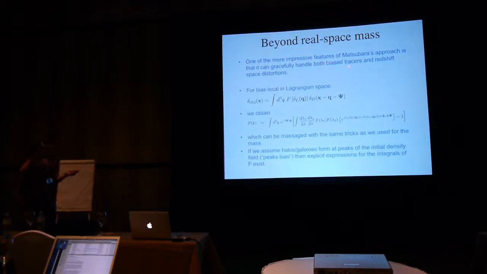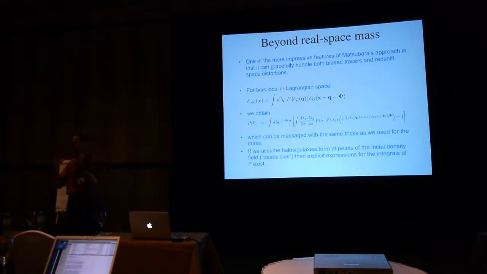The other thing you can do is you can handle biased tracers. Remember, I said that delta of mass for x was some integral over these delta functions, that the point at q moves by psi to end up at x. So now I can say, well, let me give a different weight to different parts depending on their value of the linear theory density field at their original position.